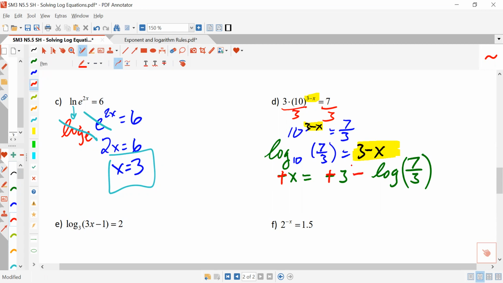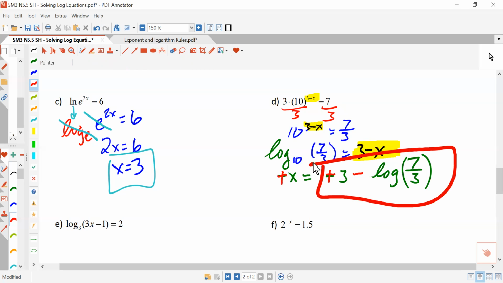There's my answer. Is that the numeric answer? Is this all numbers over here? Yeah. Okay, that's not my decimal answer, but that is my numeric answer.